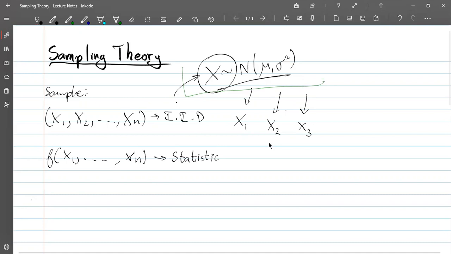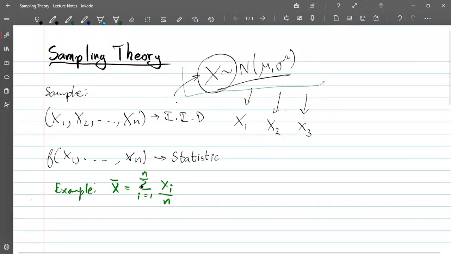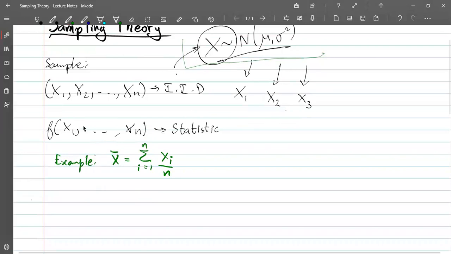So for example, the sample mean, which is defined as the summation of all the sample values, that is all the random variables here, divided by the total number, or the sample size. So this n is called the sample size.